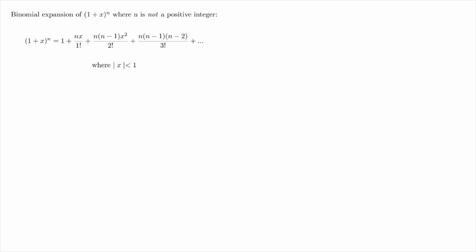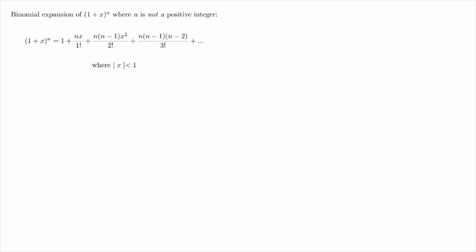As you can see here, this only holds when the modulus of x is less than 1, so it only holds for really small x. Now if we look at the actual expansion, we can see that it carries on, so there are an infinite number of terms. If we look at the regular binomial expansion, there are only a finite number of terms.